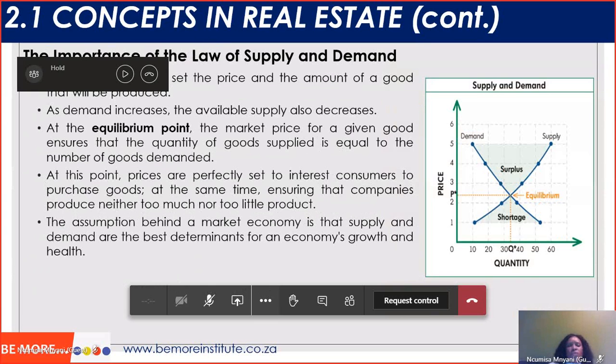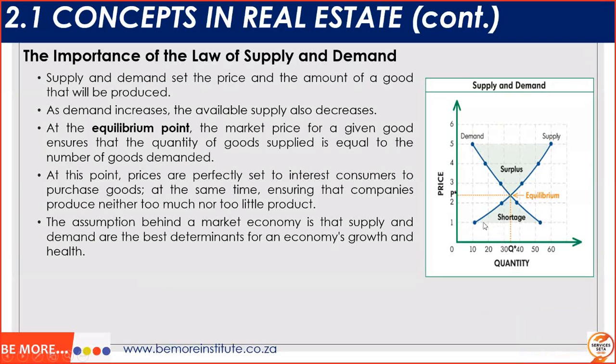The importance of the law of supply and demand. This is going to explain the impact of these two curves that you just had a look at, the supply curve going up and then the demand curve going down. Supply and demand set the price and the amount of a good that will be produced. As demand increases, the available supply also decreases.